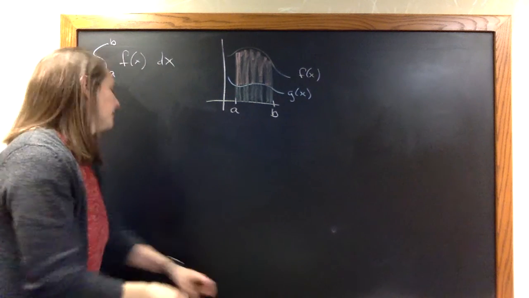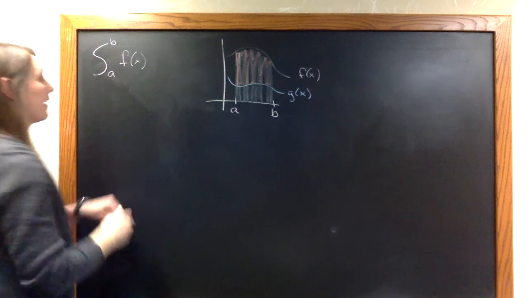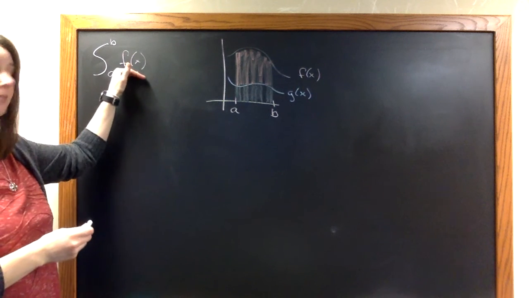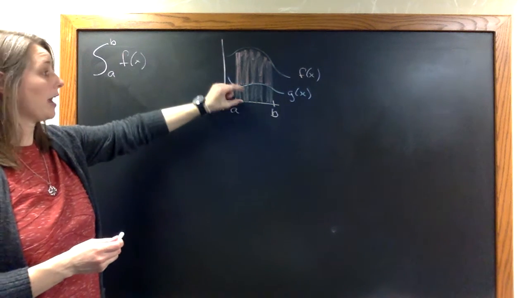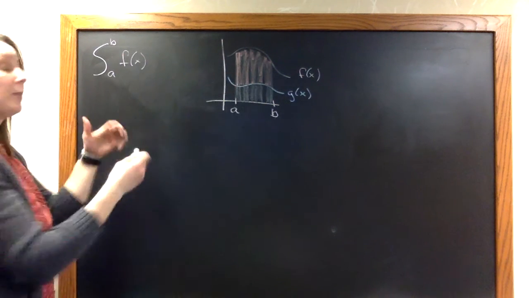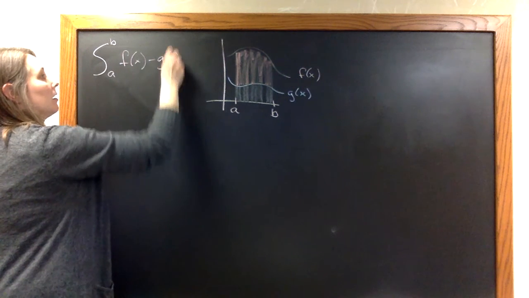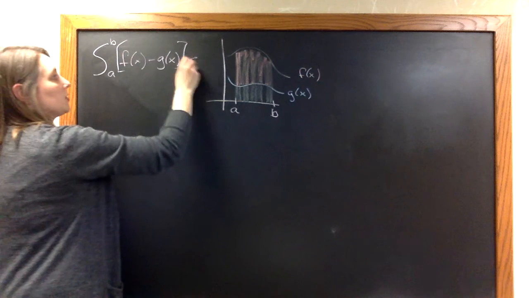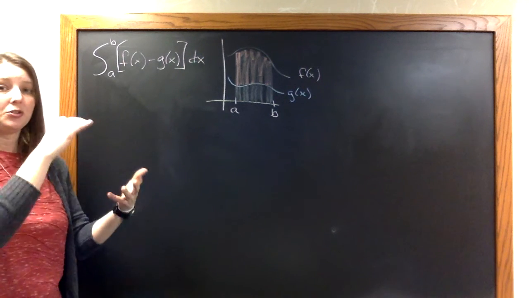The way we're going to do that is very simply, we're going to find the area under f of x using this. So that's this entire area. And then we're going to subtract the area under g of x. And we can do that all in the same integral. Okay? So this is how to find the area between two curves.